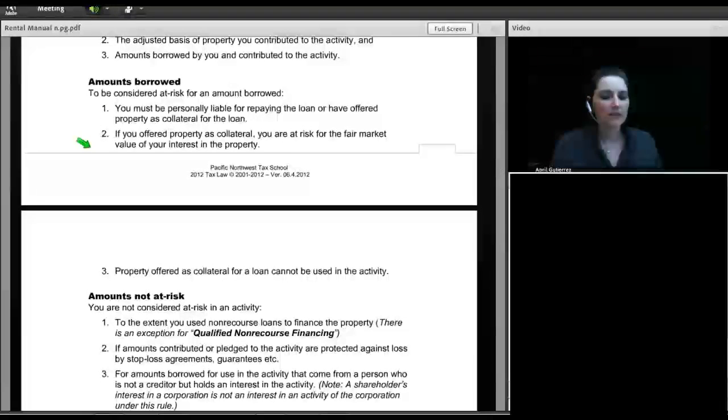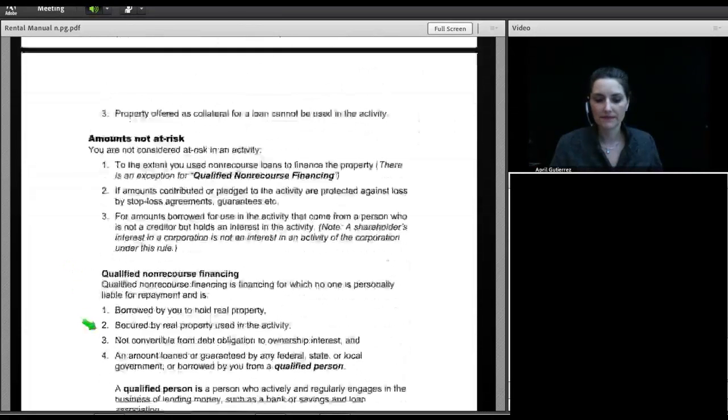If you offered property as collateral, you are at risk for the fair market value of your interest in the property. Property offered as collateral for a loan cannot be used in the activity.